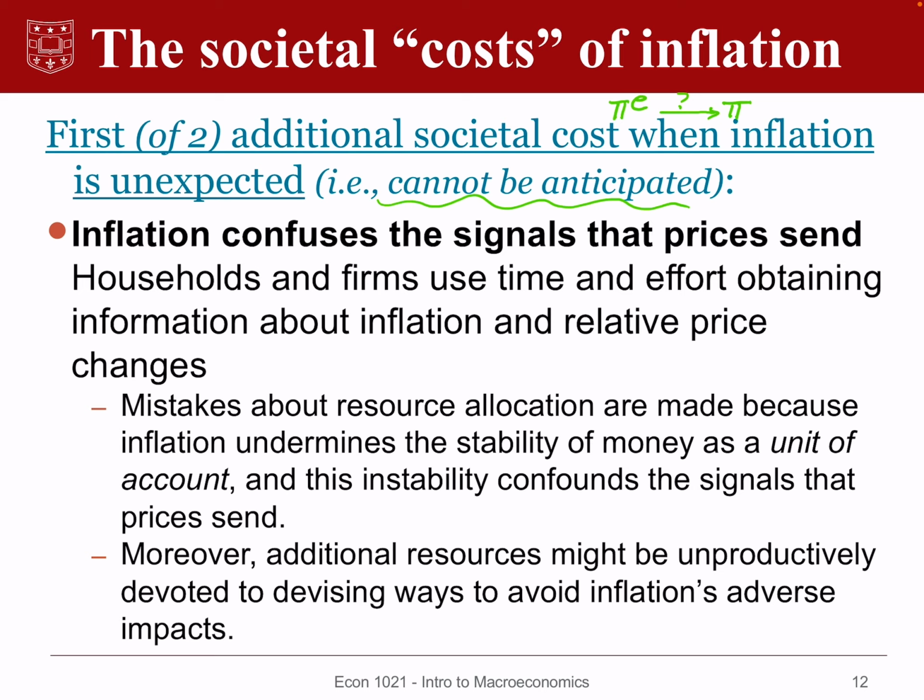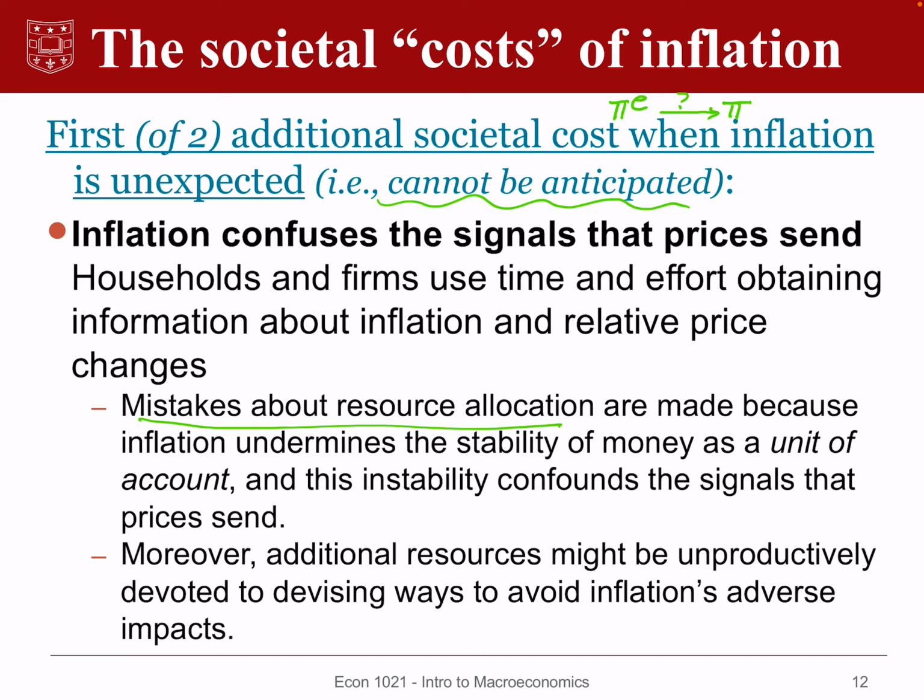So the problem when we can't observe with certainty what's happening to the rate of inflation means that it's possible for mistakes about resource allocation to be made. And the reason for this is that we're losing our guidepost of money as a unit of account. And so that instability confounds the signals that prices send.